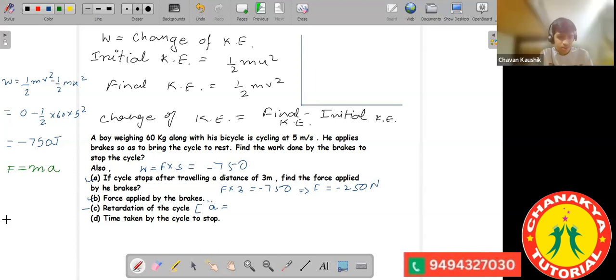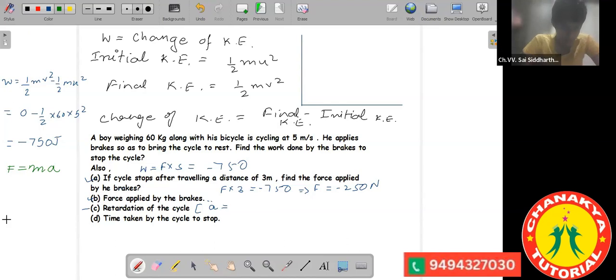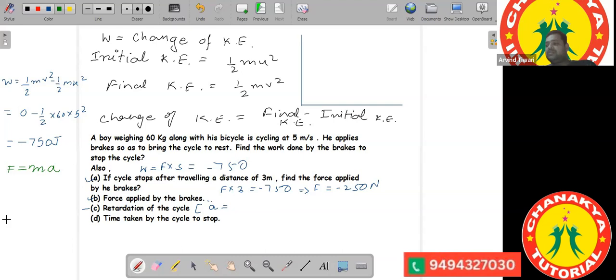Sir, what does retardation mean? Like force or acceleration? Retardation means acceleration. If the acceleration is negative, we also call it a retardation. Sir, I got it. Okay, so who all have got the answers?